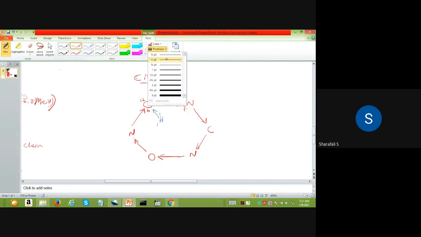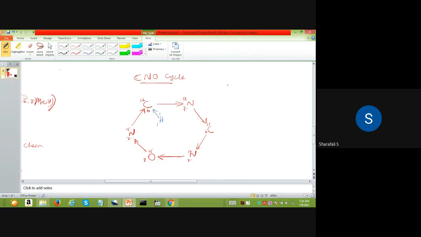Similarly, if we consider this carbon, which is 13, 6, this nitrogen is 14, 7. I will just write this first. Then 15, 8, then 15, 7. So what happens in these steps? 13, 7 becoming 13, 6.